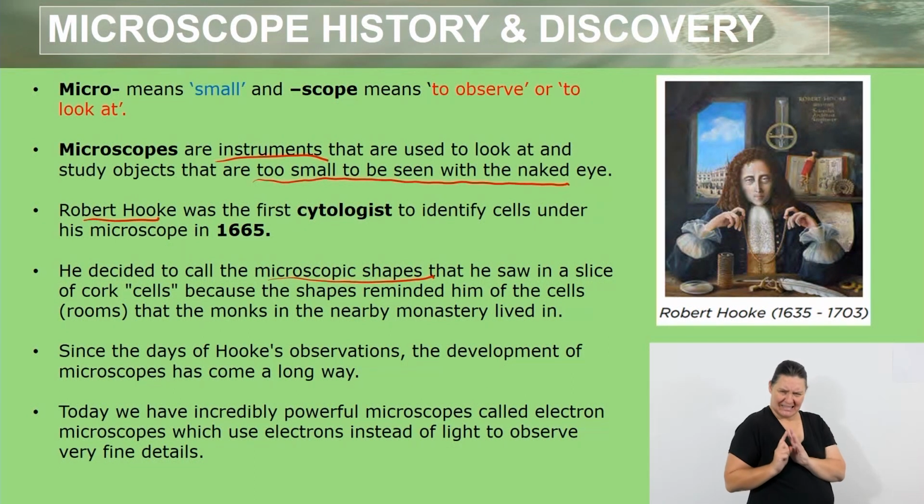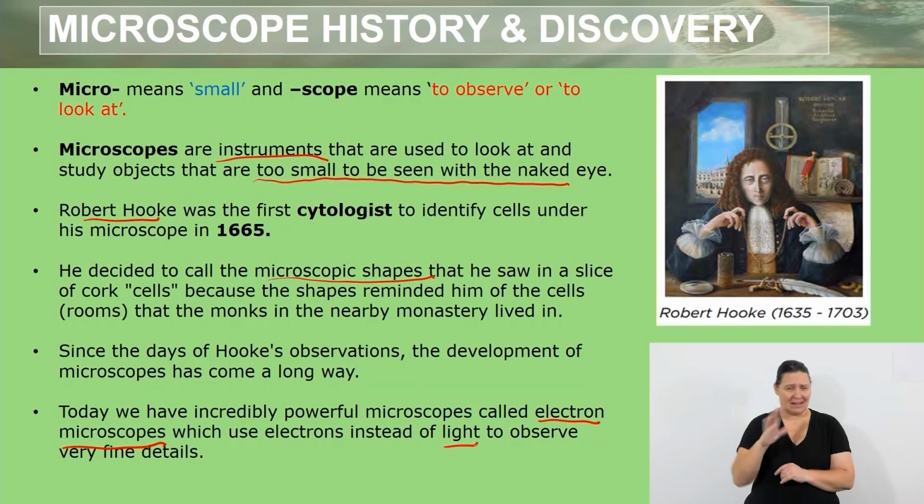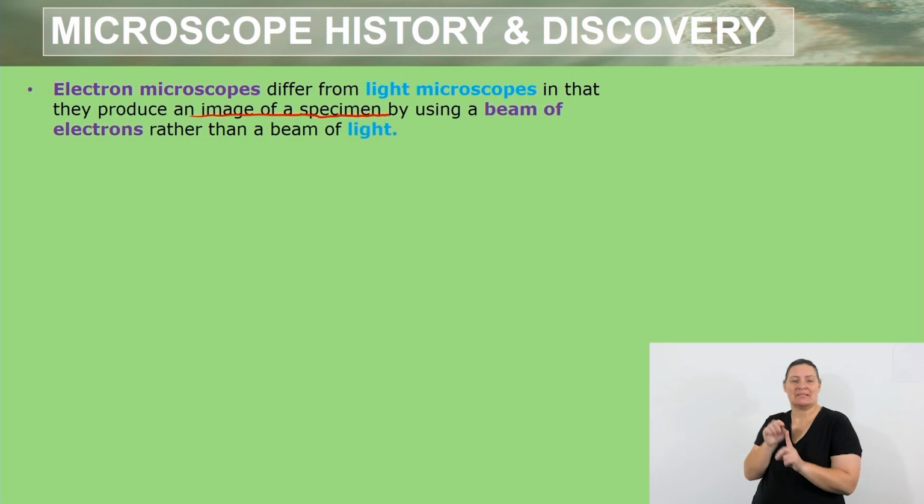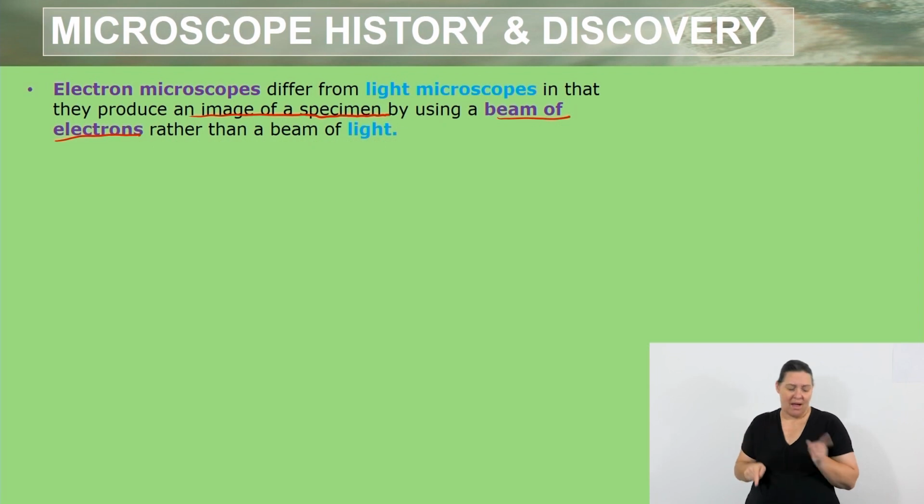We have had many different types of microscope. Today we have the incredibly powerful microscope called an electron microscope, which uses electrons instead of light to observe very fine details. So we have two types of microscope. We have a light microscope and an electron microscope. The electron microscope differs from the light microscope in that it produces an image of the specimen by using a beam of electrons, whereas the light microscope uses a beam of light.